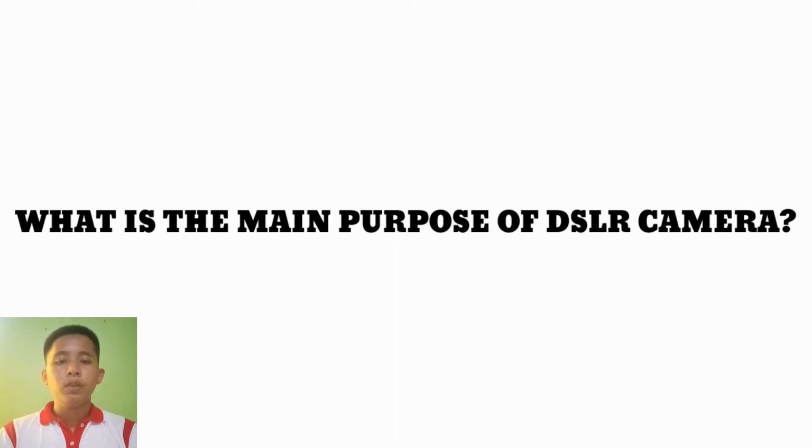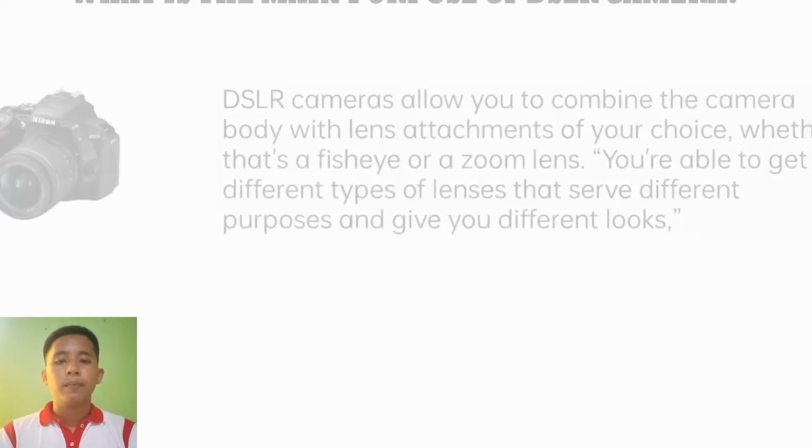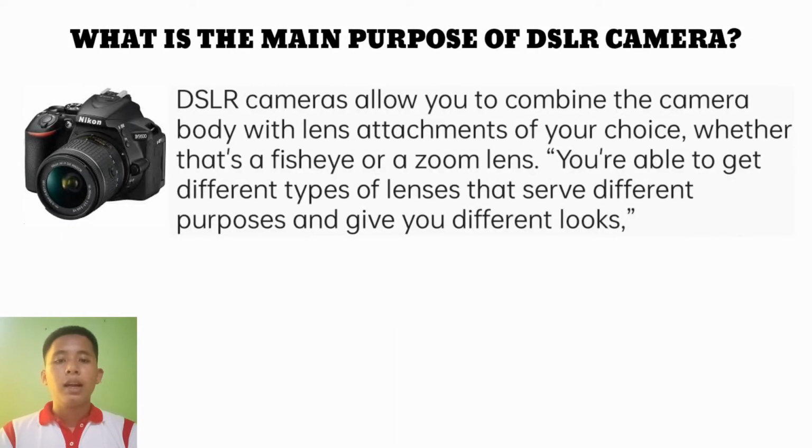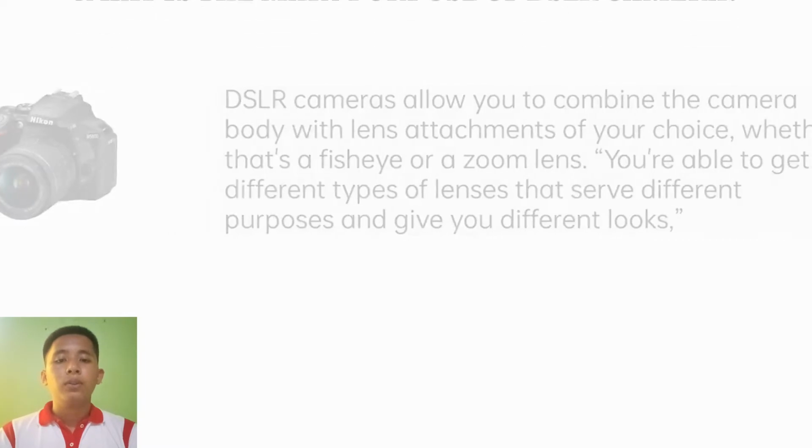What is the main purpose of a DSLR camera? A DSLR camera allows you to combine the camera body with a lens attachment of your choice, whether that's a fisheye or zoom lens. You're able to get different types of lenses that serve different purposes and give you different looks.